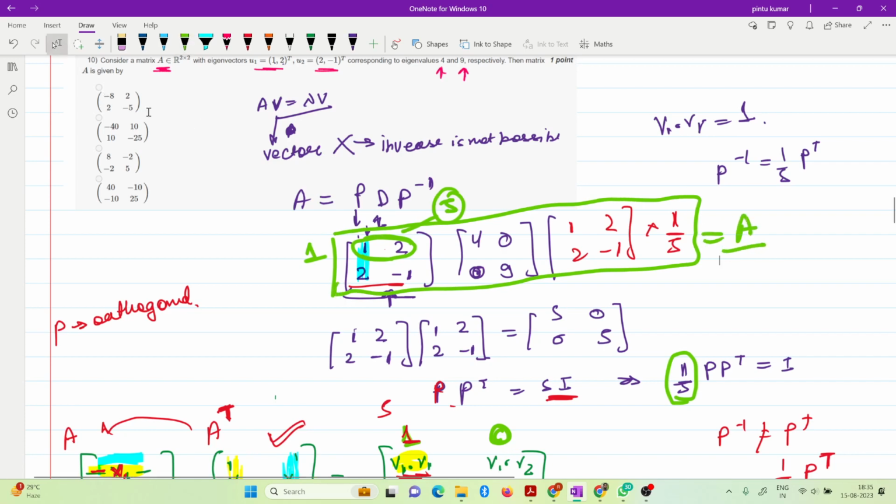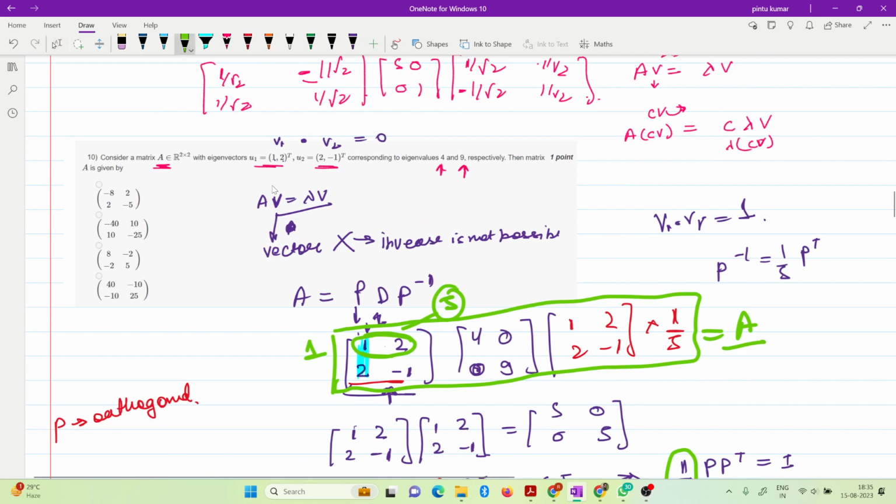Just to recap, what was my question? You are given two eigenvectors and the corresponding eigenvalues, and you were asked to calculate the matrix A. So what I did, I wrote these eigenvectors as P, D my diagonal matrix, and then calculated P inverse and multiplied them to obtain A. You have a similar question in the assignment, so you can do this question.